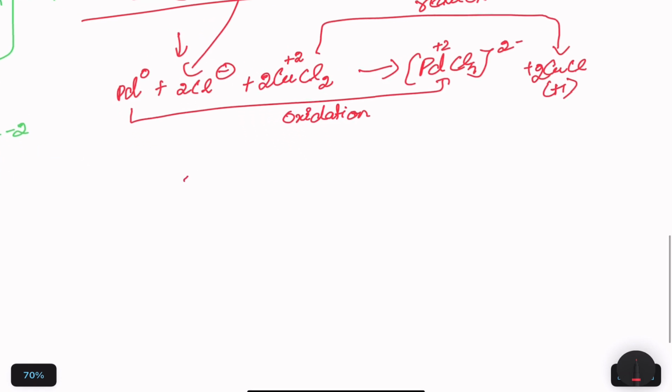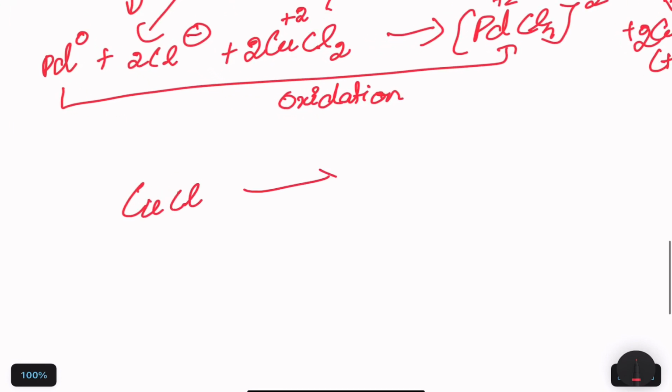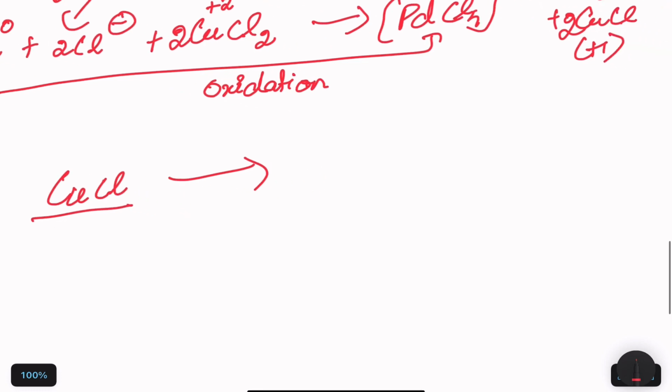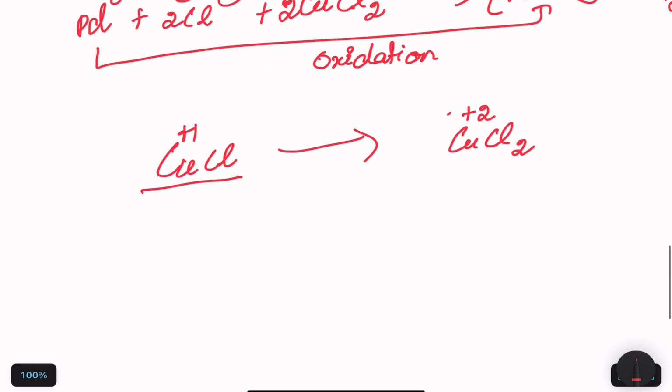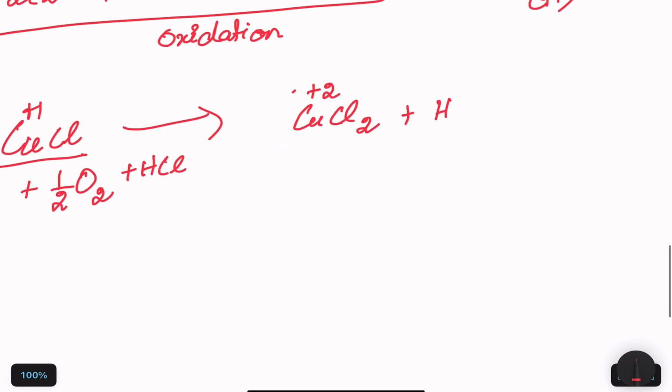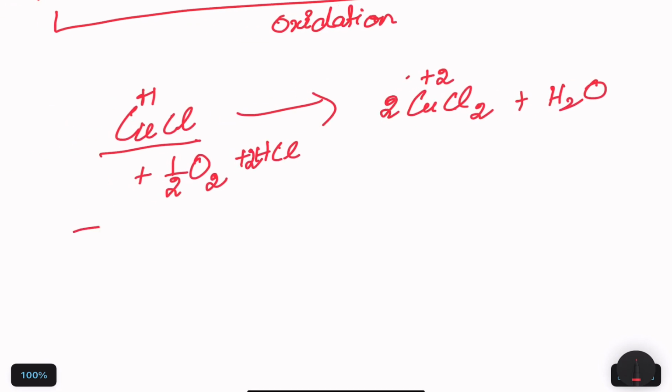Next what we are going to do is, again this copper chloride, I need it back into copper chloride, CuCl2. I want to, from CuCl, I need back the CuCl2. Okay. So what I have to do here, it is in +1, here it is in +2. So what I have to do, oxidize. I have to oxidize. For that we are using oxygen and then we are also using what, HCl. So CuCl2 plus water will be the product. So then we have to balance. So this is the final.